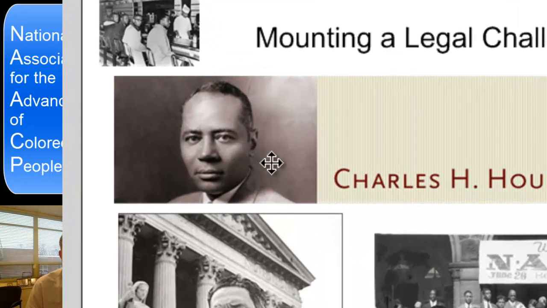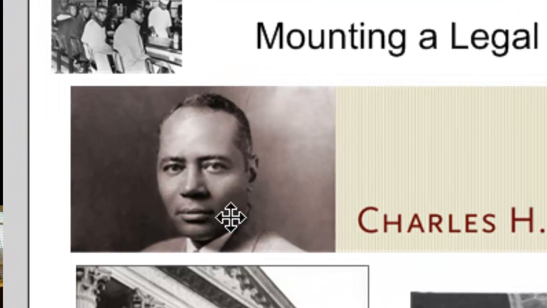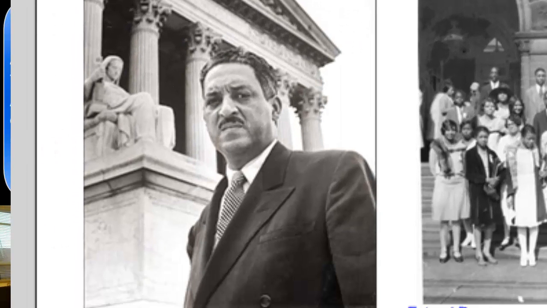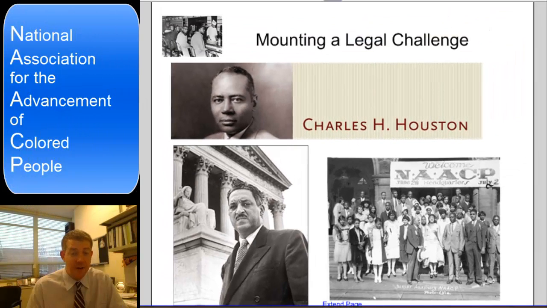The NAACP, under the leadership of a man named Charles Hamilton Houston, who was a lawyer, would actually pass away pretty young and not be there for the pivotal moments of the philosophy that he really started. But this man, who's in your textbook, Thurgood Marshall, would pick up where Charles Hamilton Houston left off. And they decided that they were going to take any cases they could find of African Americans in the South who were being segregated based on de jure segregation, and they were going to challenge the legal basis of segregation.